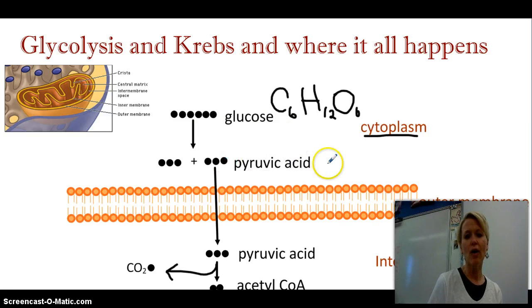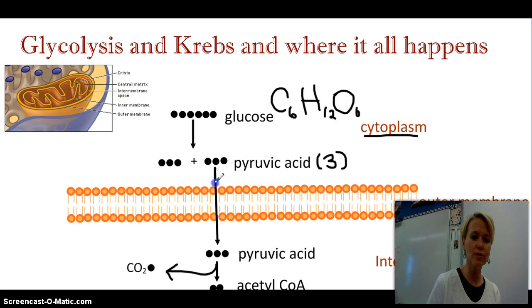2. Now it's called pyruvic acid, and each of these pyruvates is another name that we can call it. Each of these pyruvates has 3 carbons, so we've broken it in half. Now it can get into the mitochondria. So now we move into the next phase, and that's the Krebs cycle.